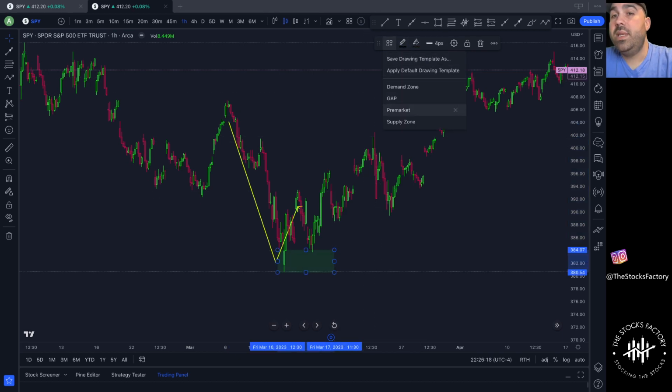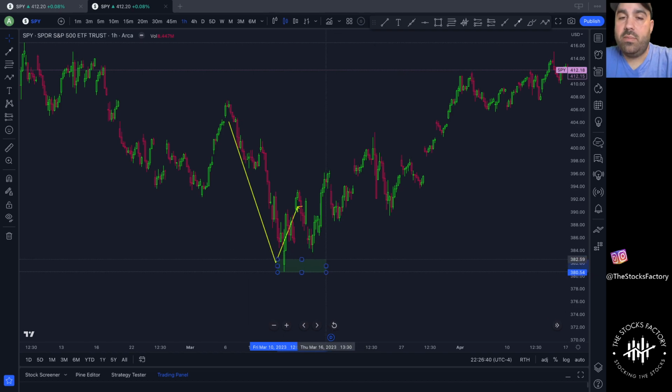I keep these also on save. So I pre-save these. It says save drawing template as, and I name them, so it's quicker for me to reference them every time I draw them. And I put preset criteria. I don't want to see them on the hourly, dailies, or any of that. I only want to see them on small time frames, so I don't get confused. So let's go ahead and put demand.